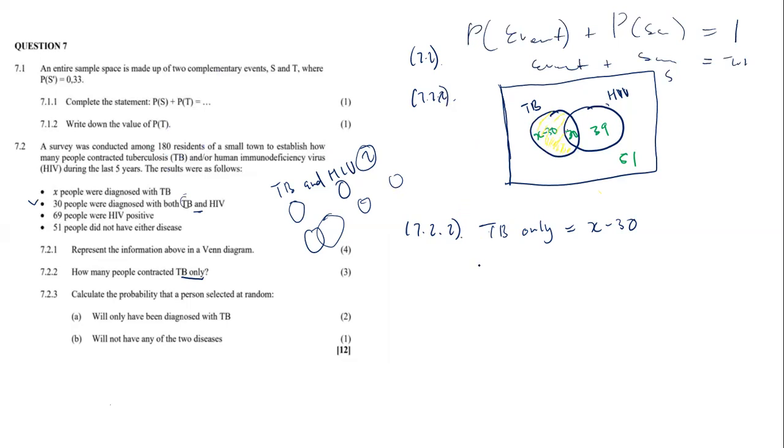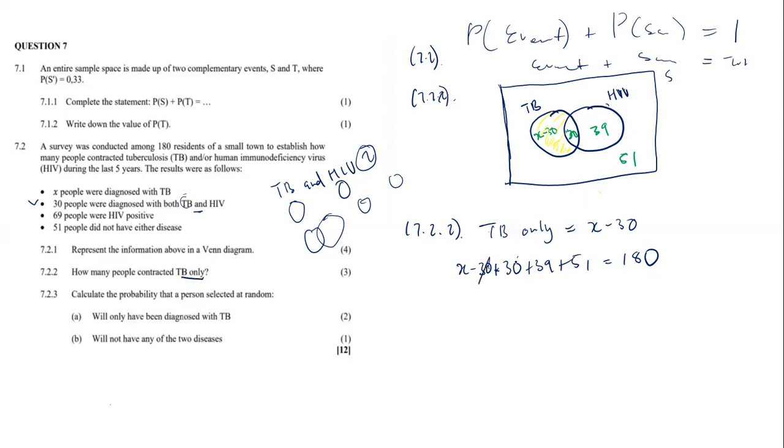So that means X minus 30, plus this 30 over here, plus 39, plus 51. They're supposed to give us a total of 180 residents, as they told us. They took 180 people and did a survey, and this is what they found. These are the stats, the results they found out of 180 people. So when we add these stats, we equate it to 180 people.